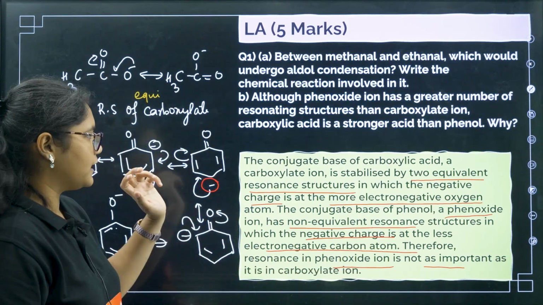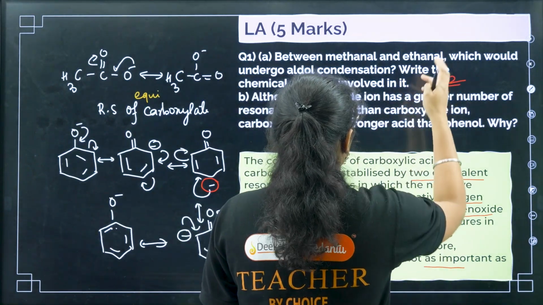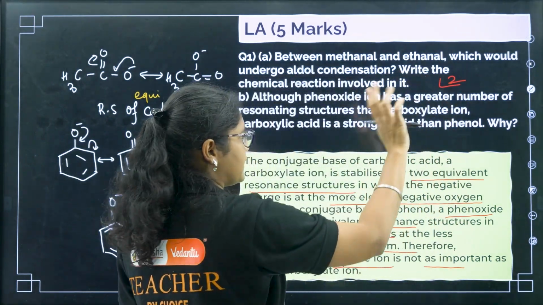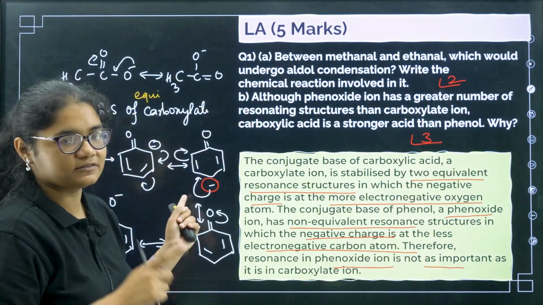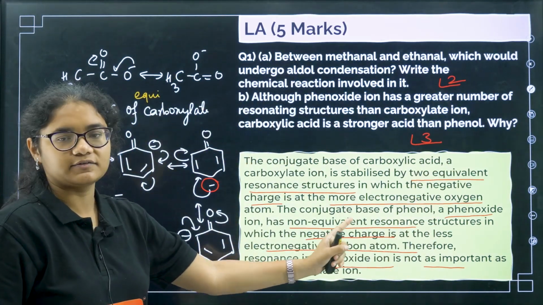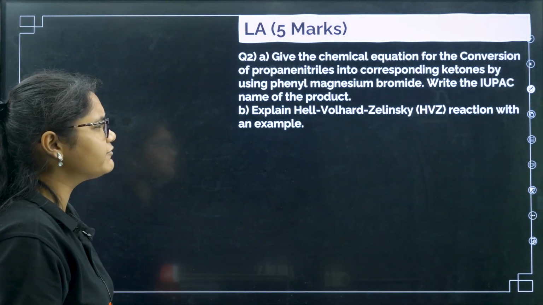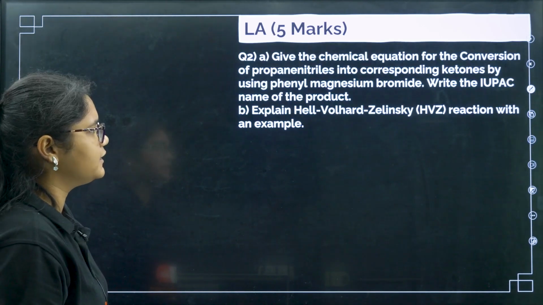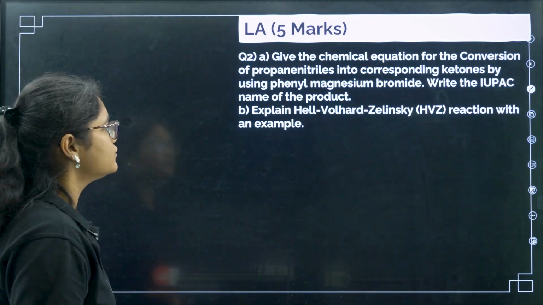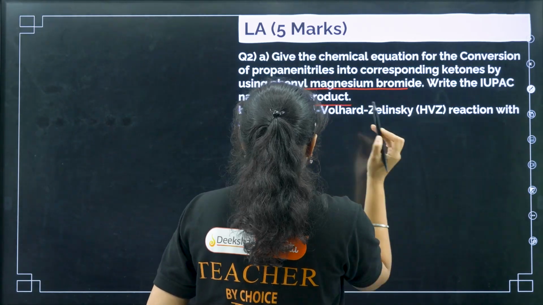Okay, so understood how the mark distribution is there? See, here it is 2 marks, to write which one will react and then writing the product, and here it will be 3 marks: if you draw these two resonating structures, 1 mark, and write down this point, 1 mark. Clear? Next question. Give the chemical equation for the conversion of propane nitrile into the corresponding ketone using phenyl magnesium bromide. Okay, write the IUPAC name of the product.